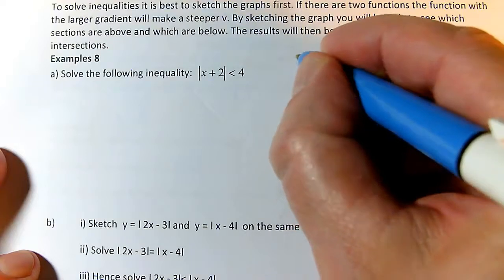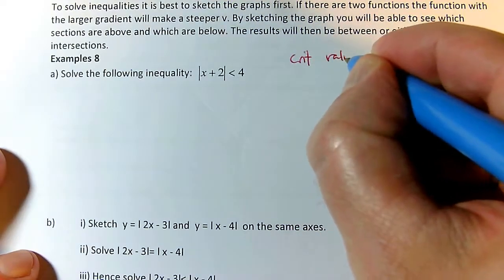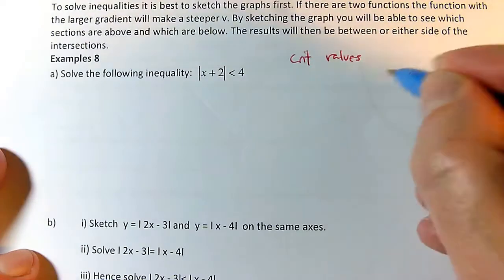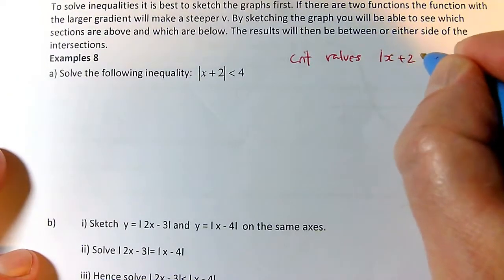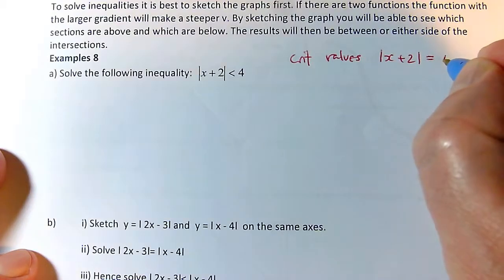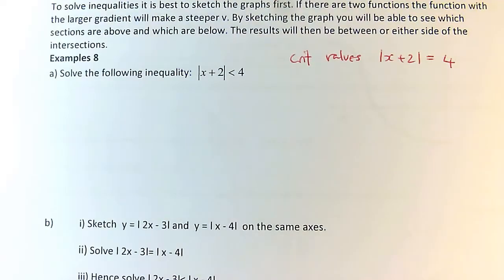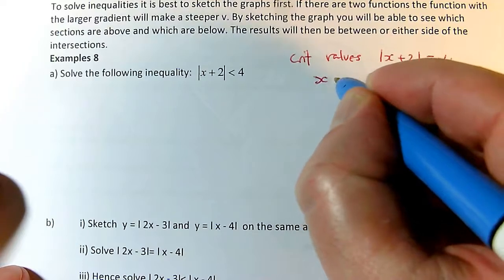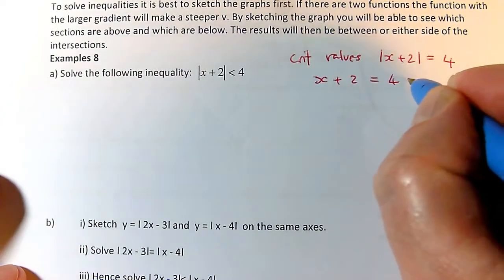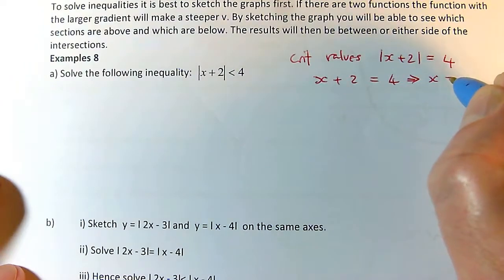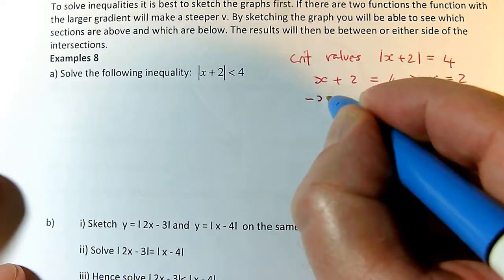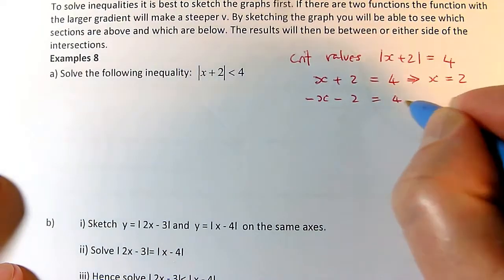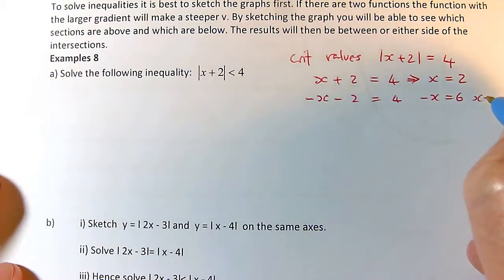So for the critical values for this one, all I have to do is solve the equation modulus of x plus 2 is equal to 4. Now we saw before that sometimes it was helpful to draw the graph, sometimes I could solve the equation without the graph. I could solve this equation without drawing the graph. It's a very simple one. Remember, either the modulus has an effect or no effect. If it has no effect, then x plus 2 equals 4, which gives me x equals 2, or the modulus could have an effect, in which case it's minus x minus 2 equals 4, so minus x equals 6, so x equals minus 6.